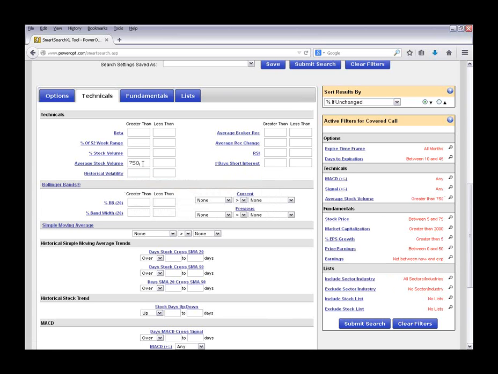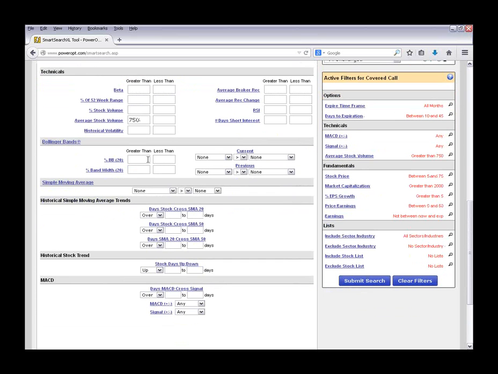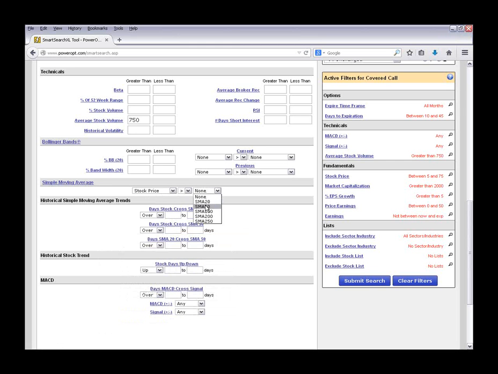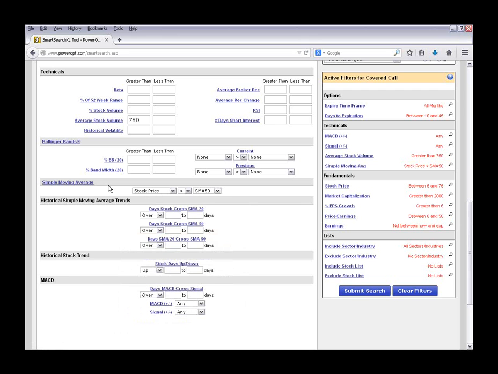I'm actually going to go mid-range. We're going to put in an average stock volume of 750 to reflect we only want to see stocks out of the entire universe of options where the average stock volume is at least 750,000 shares traded per day. In addition to that, although we could use things such as the Bollinger Bands, the MACD, historical trends, the number of days the stocks cross the 20-day or 50-day, we're going to keep it simple. And I'm just going to look for stocks that are currently trading above the SMA 50s. That's the simple moving average.